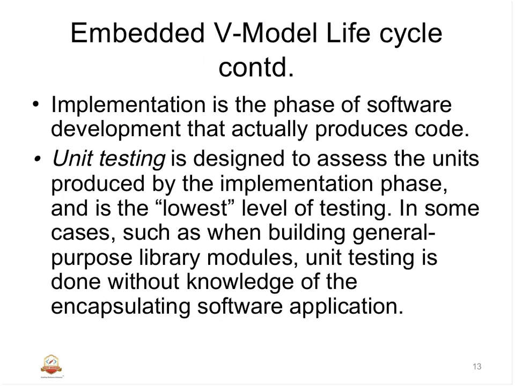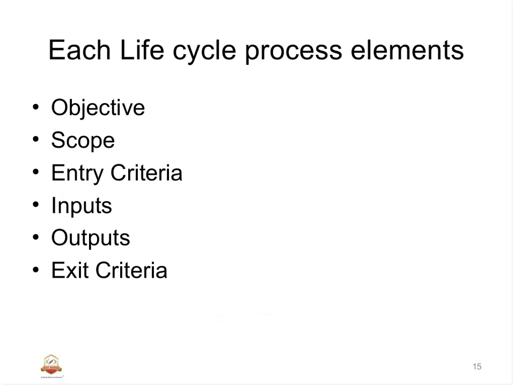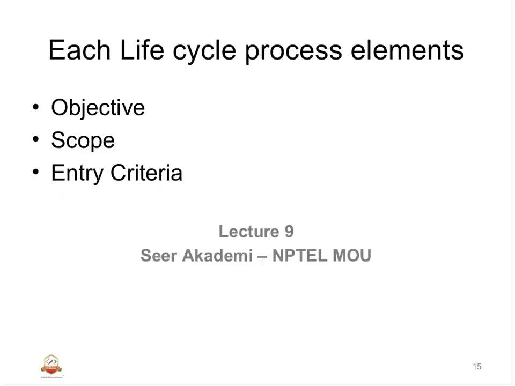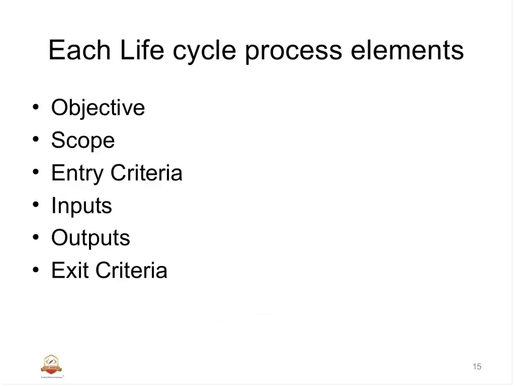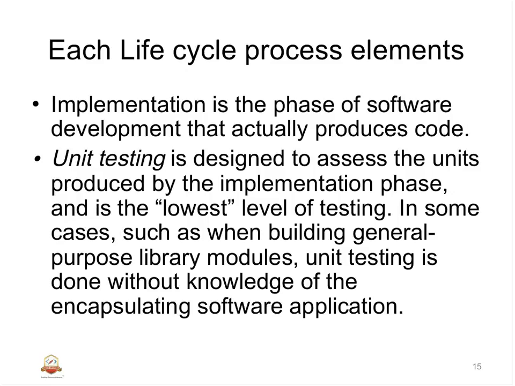That is what we learnt in session 8, and in this session we focus on some of the processes that are followed for each stage. Each stage will have a process. The process elements are objective, scope, entry, inputs, outputs, and exit criteria. What are those objectives? What is the scope? How do we define entry? What is input, output, exit, etc.